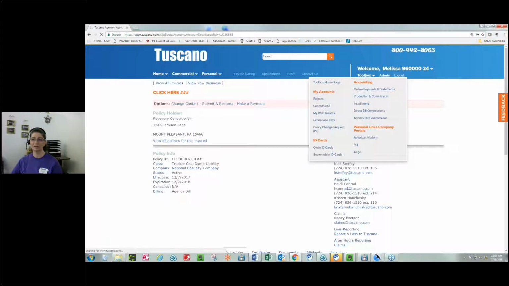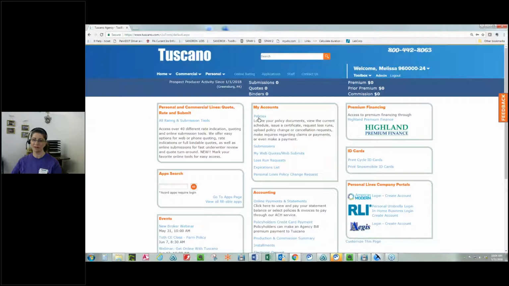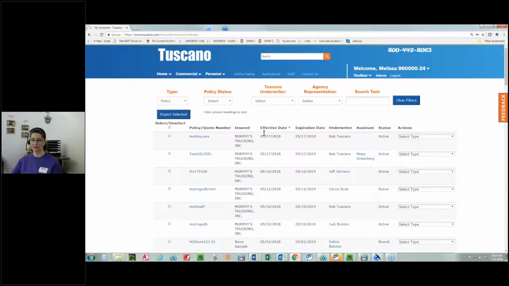Okay, so from the toolbox area, where I went into is this policies. And this is where I'm talking about the policies right now. I have a webinar once a month, second Tuesday of every month, where I actually go through the whole entire website and show you what tools you have available. So I don't want to take up a lot of the underwriter's time on something that I can show you a little bit later, but you do have many, many options.